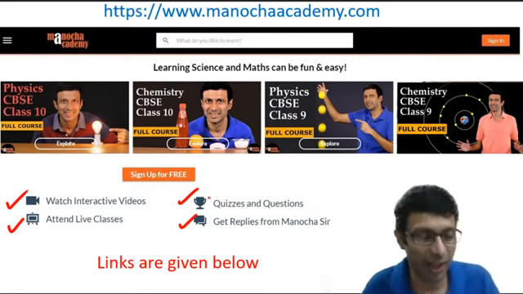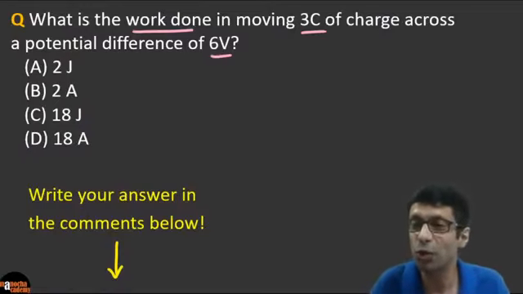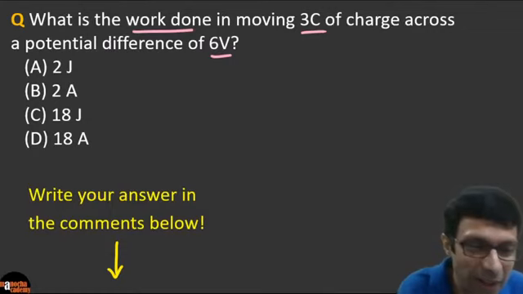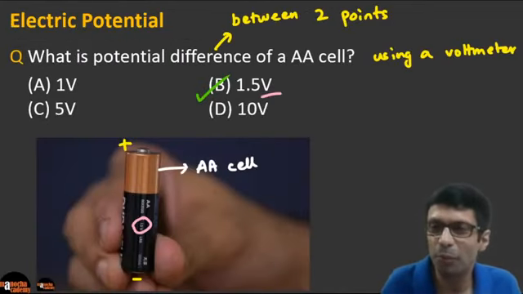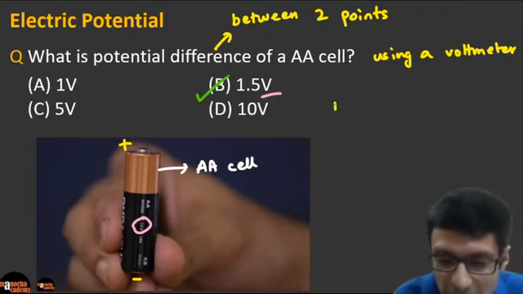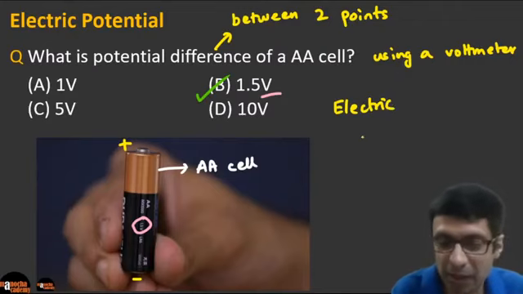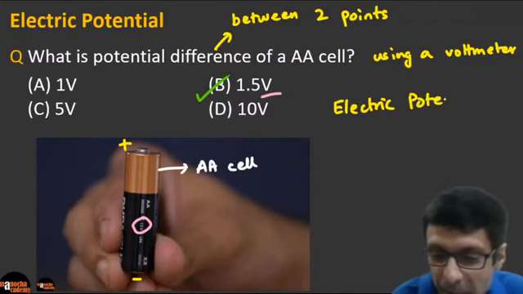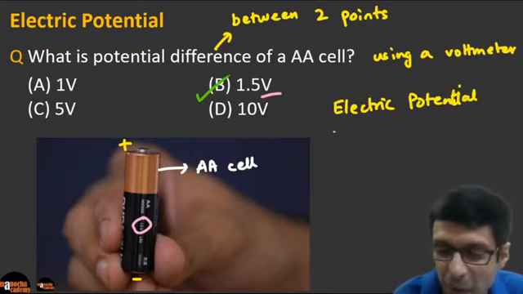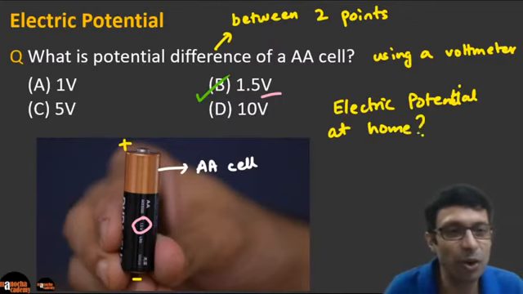Okay guys, so do check it out and try this homework question. Also, remember I told you about the cell? It is 1.5 volts. And do you know how much electric potential you get at home? So what is the voltage supply that is present at our homes? The potential at home. How much are you guys getting? Very good, I see a lot of answers.